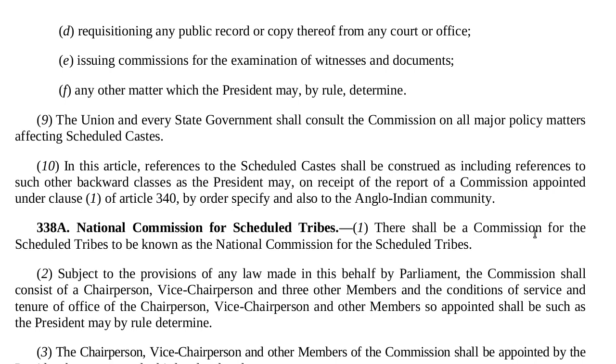1. There shall be a commission for the scheduled tribes to be known as the National Commission for Scheduled Tribes. 2. Subject to the provisions of any law made in this behalf by Parliament, the Commission shall consist of a chairperson, vice chairperson, and three other members, and the conditions of service and tenure of office of the chairperson, vice chairperson and other members so appointed shall be such as the President may by rule determine.